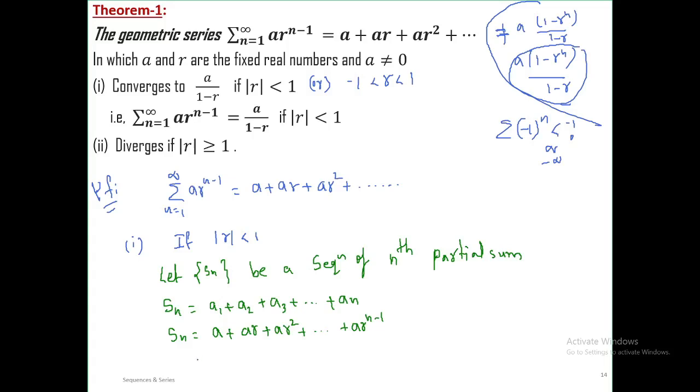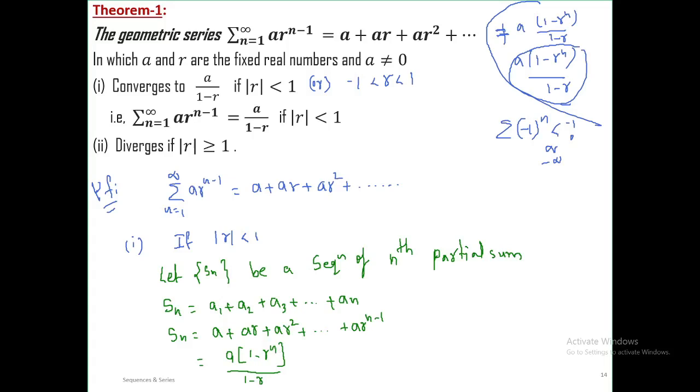So directly let me write here itself. Since only the first n terms I have taken, right? These are the first n terms. What will be the sum now? By using the formula, the first term is a and the geometric ratio is r. Therefore a into 1 minus r to the power of n, because it is the first n terms only, divided by 1 minus r.